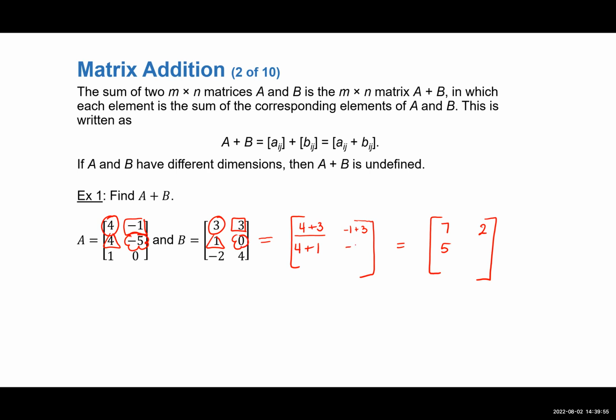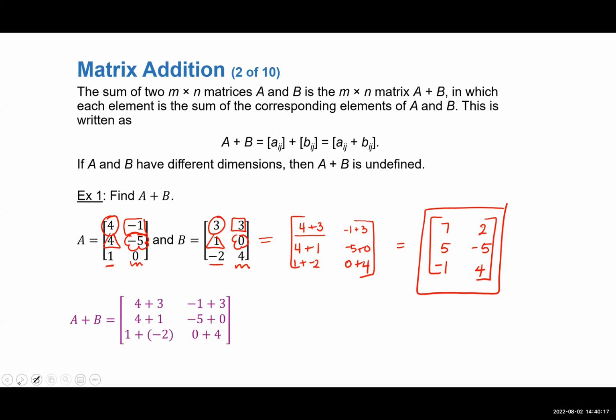Then we get -5 plus 0, -5. 1, -2, -1. And then 0 plus 4. And we get 4. That is our answer to A plus B. This is on your test. Okay. Can you add matrices?